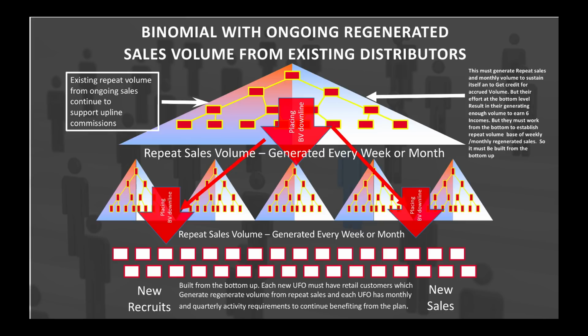When you don't do that, you have a system that's going to crumble. I hope that you can see that. So the point is that placing BV downline basically goes against that principle. It's the reverse. It's okay for a little bit of it. It makes sense once in a while. But when it becomes prevalent and the predominant thing, it's a problem.